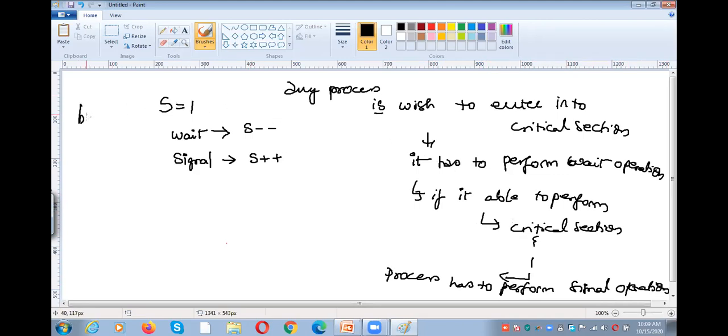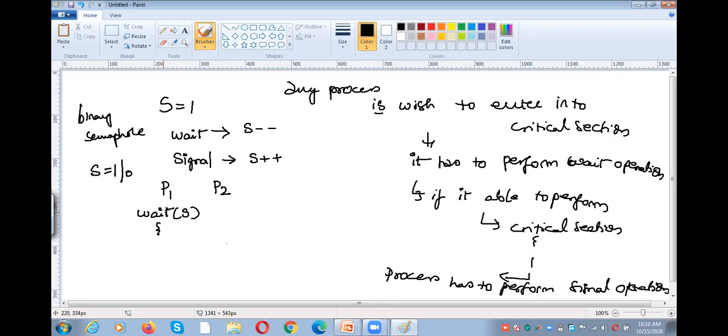Here it is a binary semaphore. Binary semaphore means either 1 or 0. Okay. Did you get my point? For example, there are two processes P1 and P2. P1 is willing to enter into the critical section, so it performs the wait operation. What is the wait operation? It performs the wait operation on semaphore S.